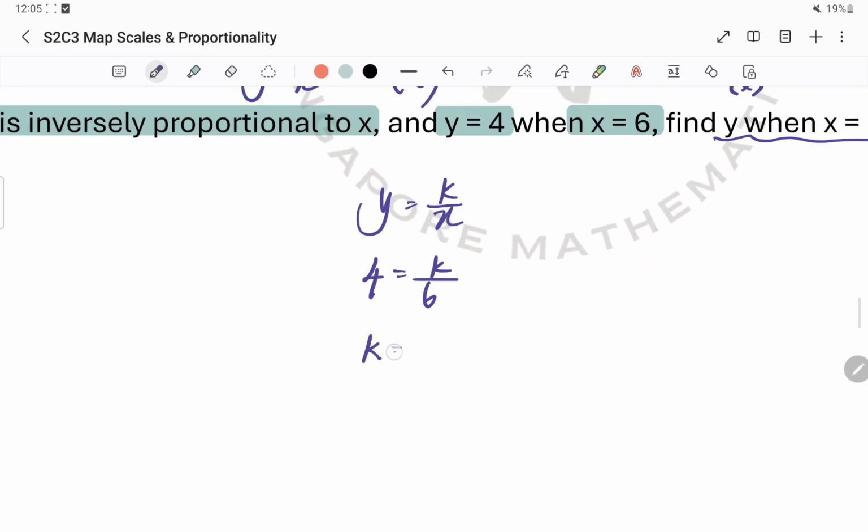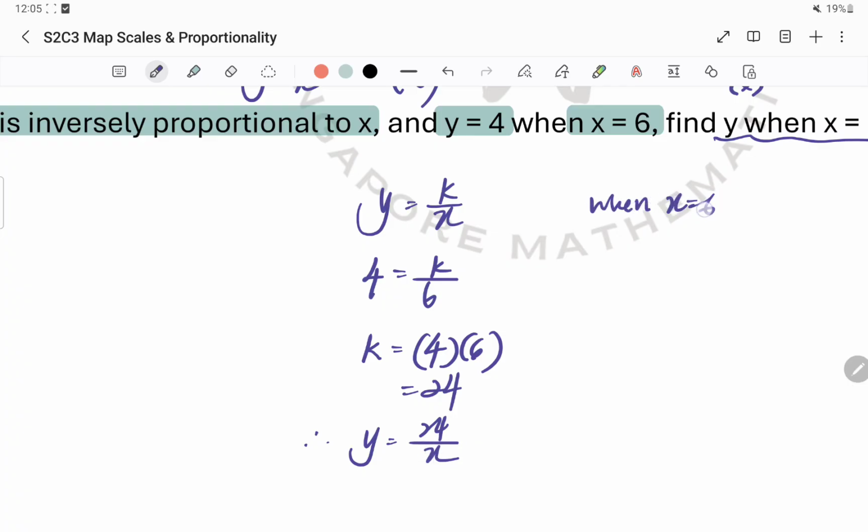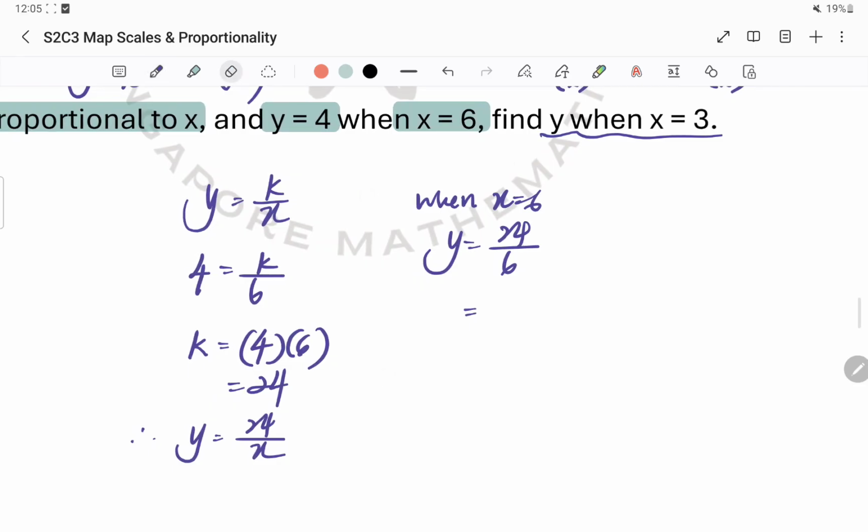Then you will get that k equals x times y, right? So it's 4 times 6. So you have 24. So this is the rate. Therefore, y equals 24 over x. So when x equals 6, y equals 24 divided by 6, you will get 3. The question asks for 3. When x equals 3, y equals 8.